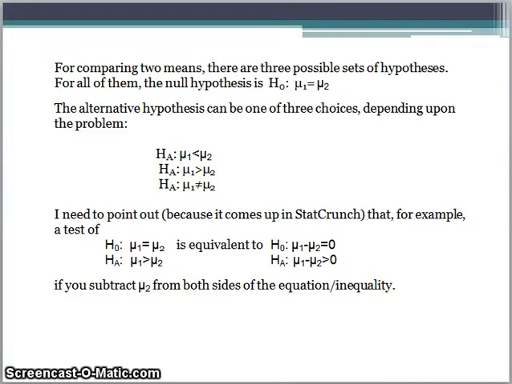In StatCrunch, they don't show you the hypotheses written the way I've written them here. They show you an equivalent form, but mu1 equals mu2, if you subtract mu2 on both sides, is the same as mu1 minus mu2 equals 0. And then the same thing goes for whatever this inequality is. If it's less than, greater than, or not equal to, mu1 minus mu2 is the same inequality compared to 0.